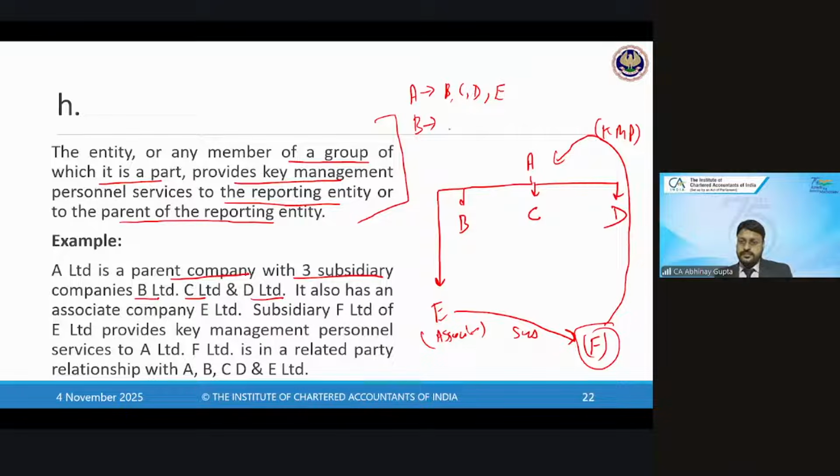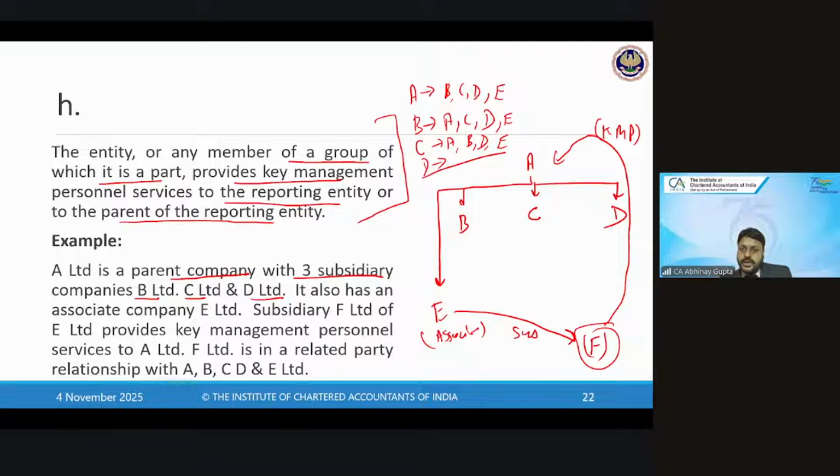C, D, A, correct? And E as well, right? Because E is the associate within the group. Then for C, again the same: A, B, D, and E, right? And then for D as well, the same, right?